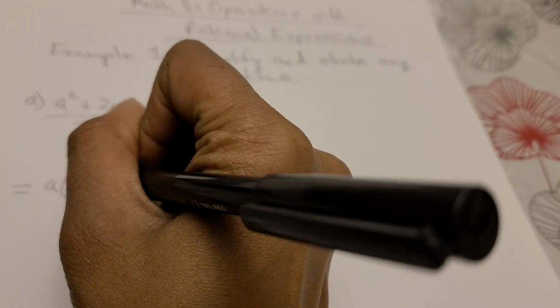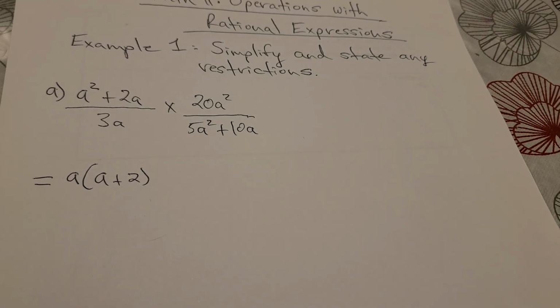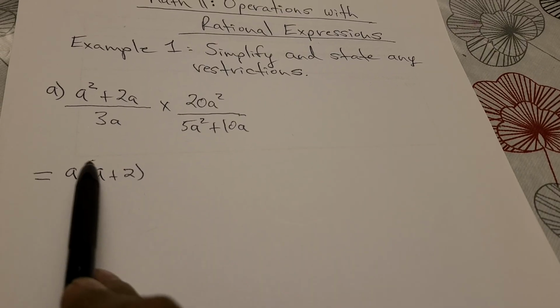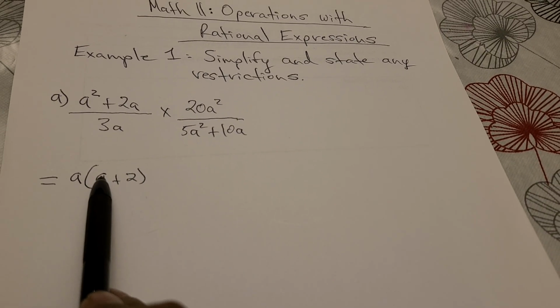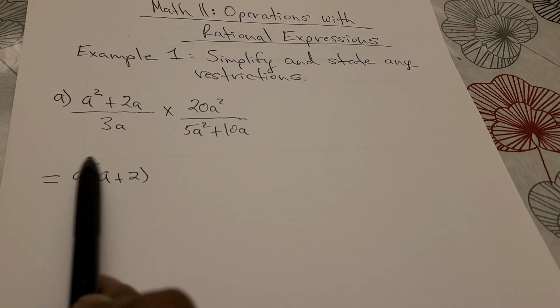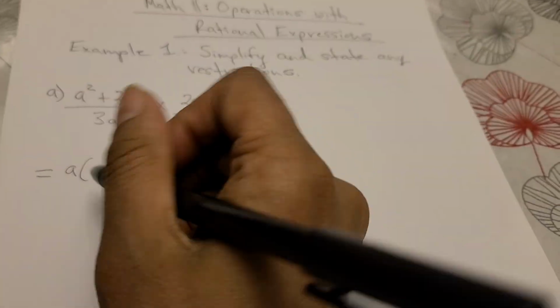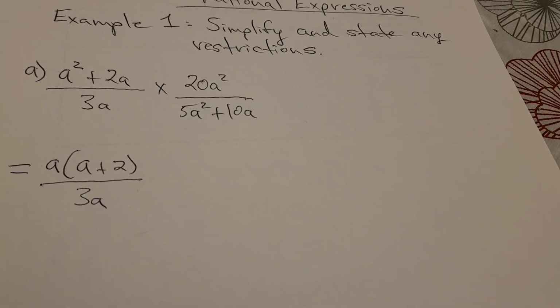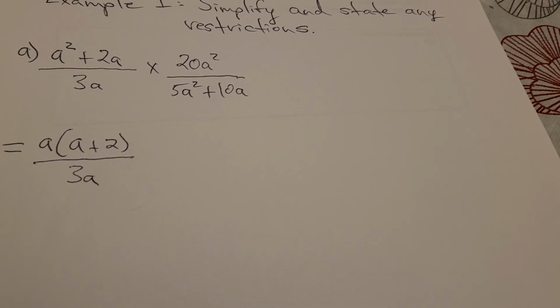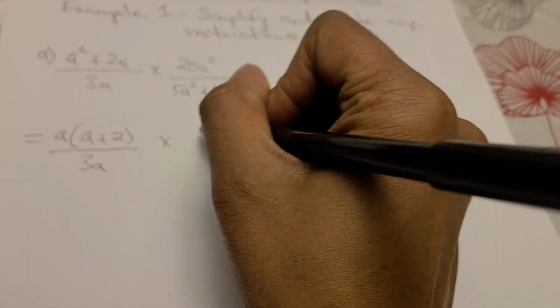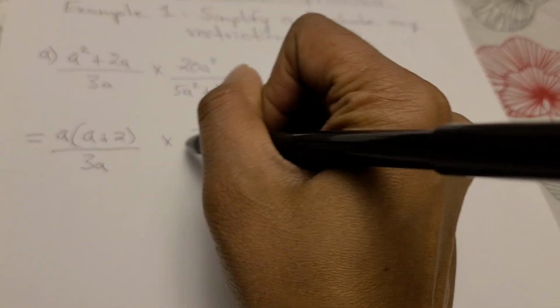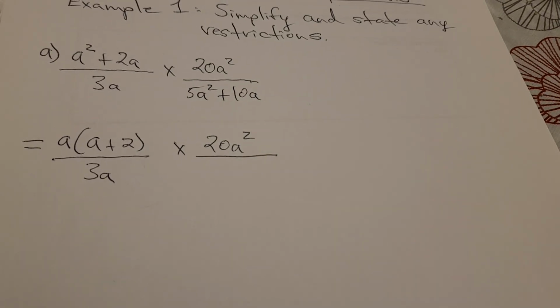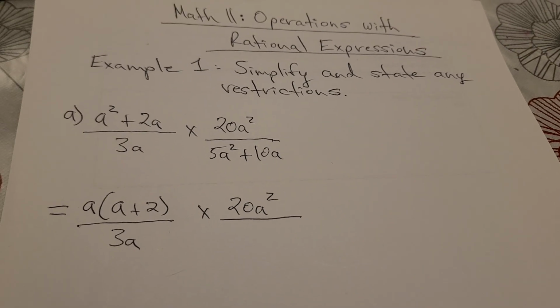I'm going to take out the a. I'm left with a plus 2. Okay? And again, you can always FOIL it out. A times a is a squared. A times 2 is 2a. The denominator is 3a. I'm just going to leave that the same because we can't really factor anything with that. And then times, same thing here, 20a squared. This is just one term. I can't factor it, so I'm just going to leave it the same.